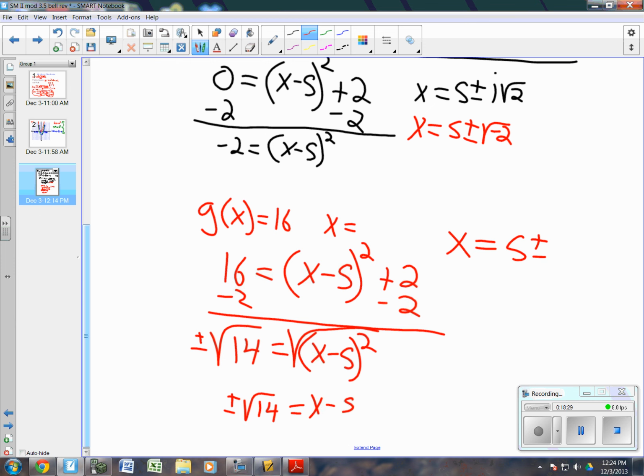5 plus or minus the square root of 14. Now, can we figure out where approximately that is? Go 5 plus the square root of 14. What is it, you guys? Well, the square root of 14 is going to be somewhere between 3 and 4, right? What is it? Put it in your calculators, you guys. 5 plus the square root of 14.